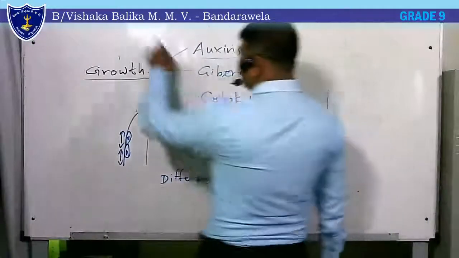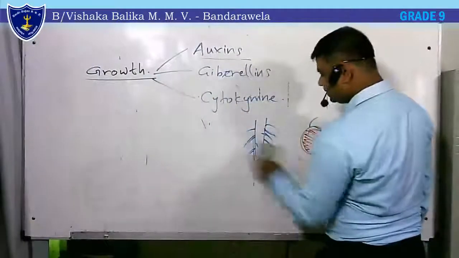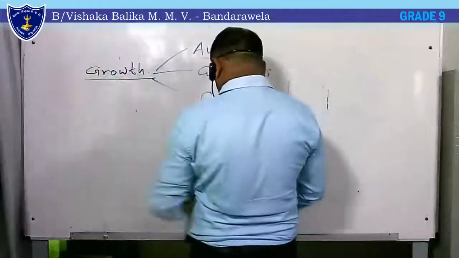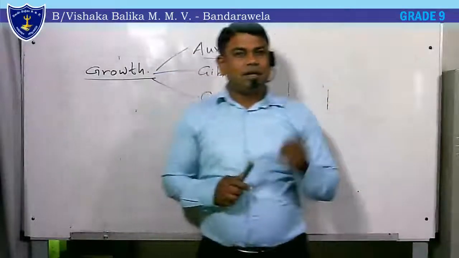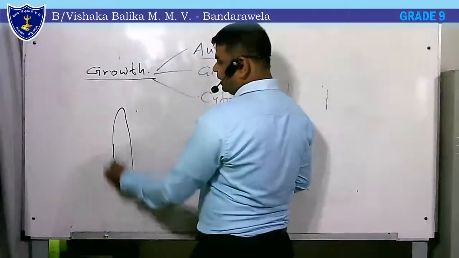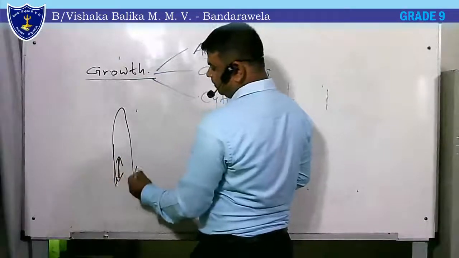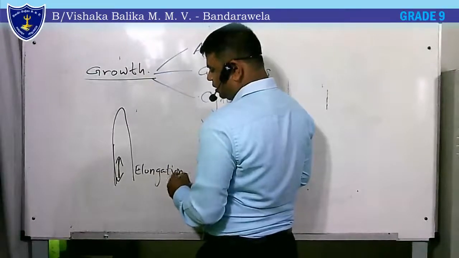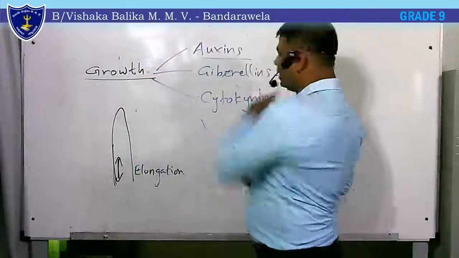Let's move on to the second one, that is gibberellins. Turn to the relevant page now and find that in the textbook. Gibberellins, functions of the gibberellin. Again, stem elongation can be promoted by the gibberellins. Stem elongation means increase in the height of the stem. Elongation of the stem, the increase in the height of the stem, is promoted by the gibberellins.